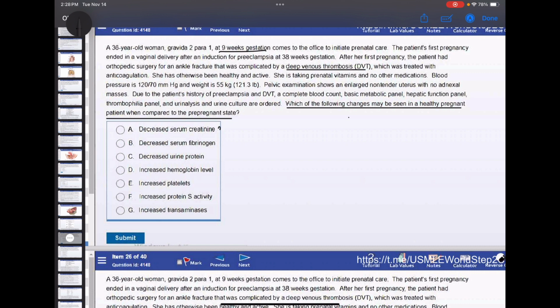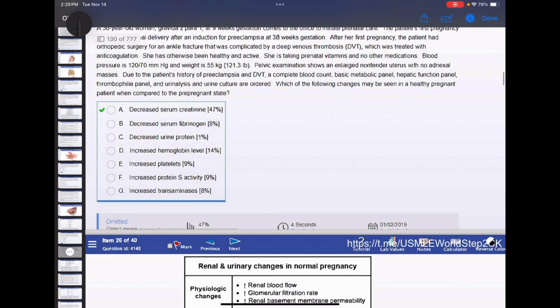So that would be decreased serum creatinine, as we read, because of the increased cardiac output. GFR also increases, which would increase the clearance, and serum creatinine would be decreased. So that's the correct answer.